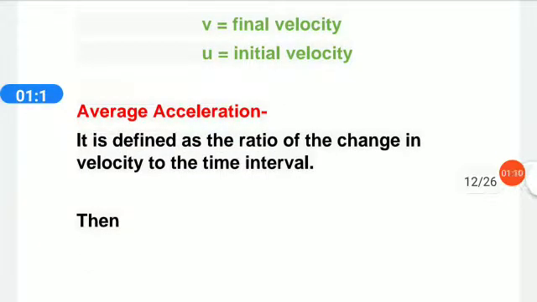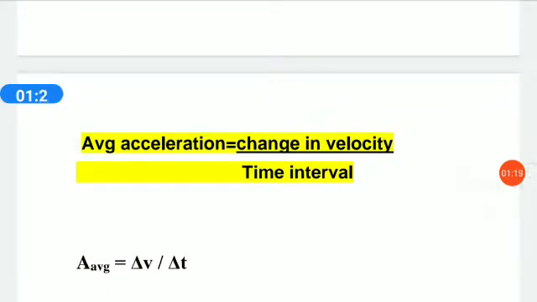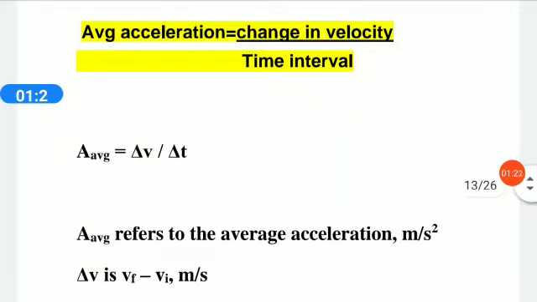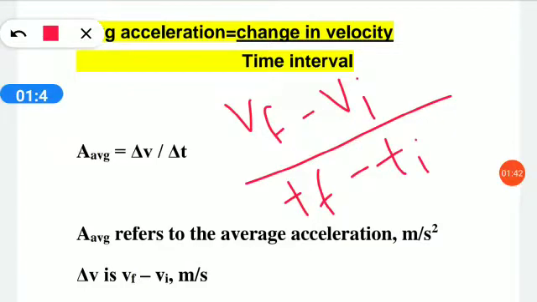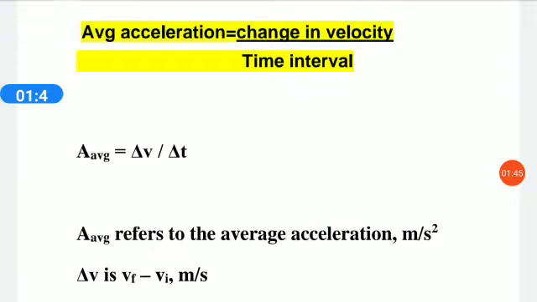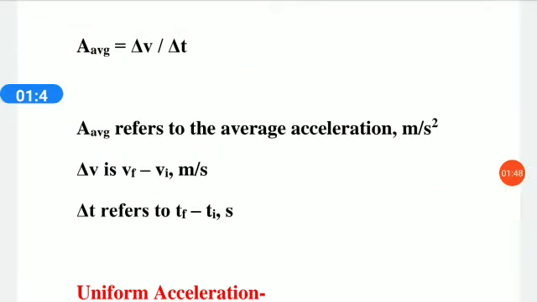Average acceleration is defined as the ratio of the change in velocity to the time interval. Change in velocity by time interval, average acceleration, we show like this. This delta v means vf minus vi, the final minus initial velocity, and delta t is tf minus ti, final time minus initial time. This is your average acceleration, and its unit is meter per second square.